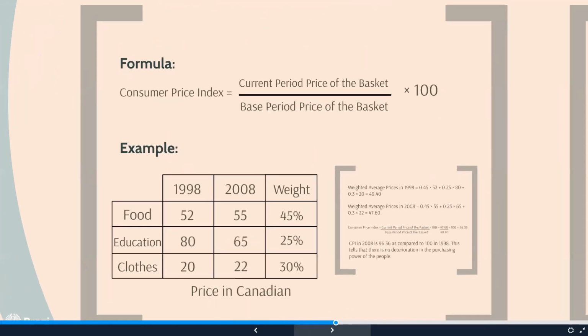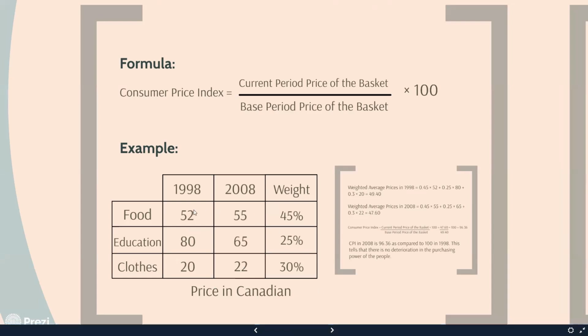The consumer price index: the current period price of the basket divided by the base period price of the basket, times 100. So that's how they calculate it. They take a basket of goods. For example, they could take a basket of food, education, and clothes. So they could see the rise in food prices, education prices, and clothes prices here.